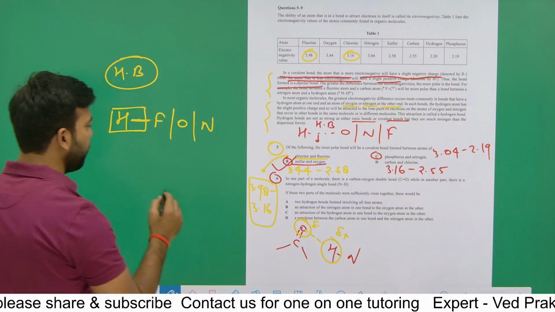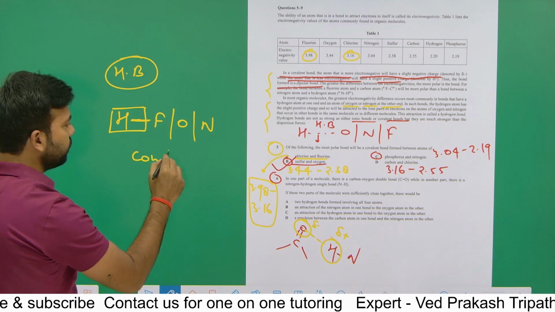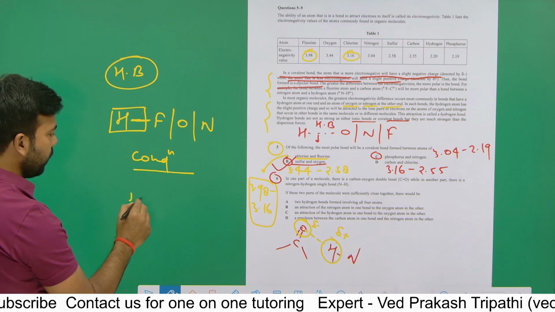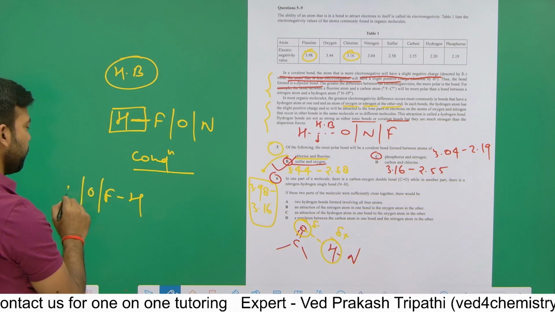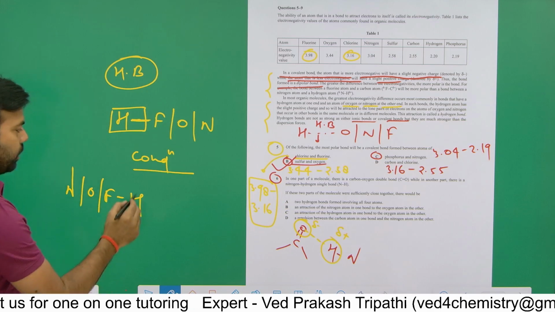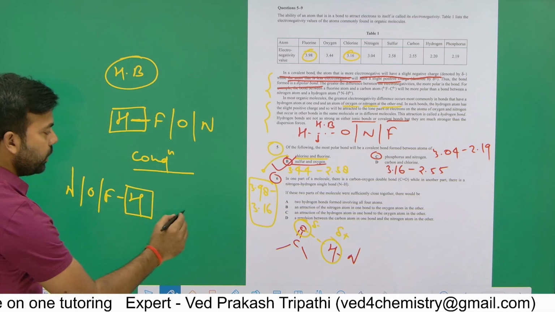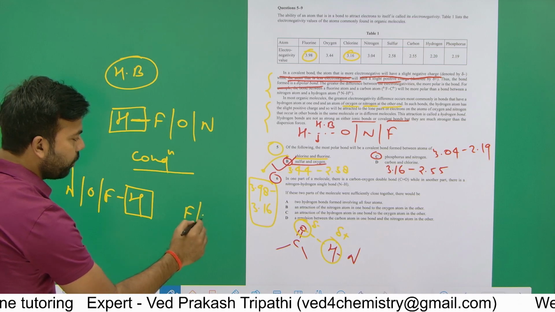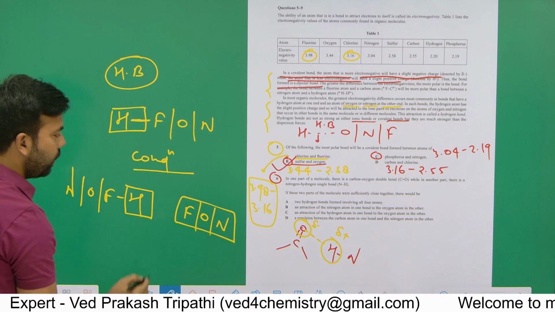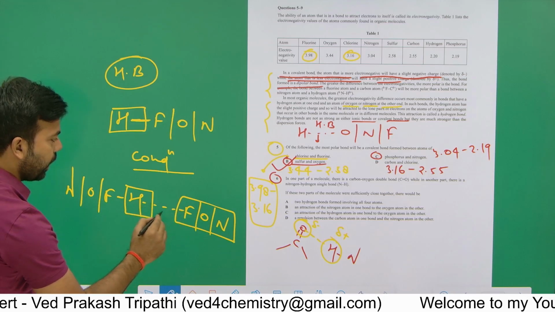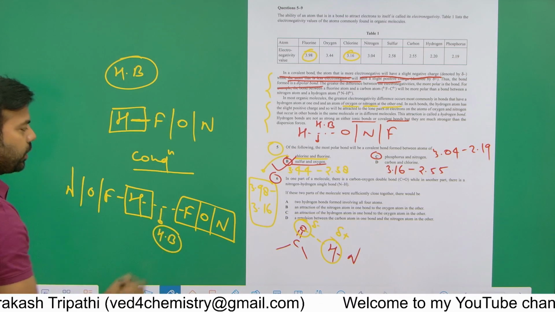And how can it be possible? Look at here. What is the condition for hydrogen bonding? This hydrogen must be bonded with fluorine, oxygen or nitrogen. Clear? Now this hydrogen has the ability to make a hydrogen bond with another electronegative element, which can be fluorine, oxygen or nitrogen. And this attraction is called a hydrogen bond. Clear?